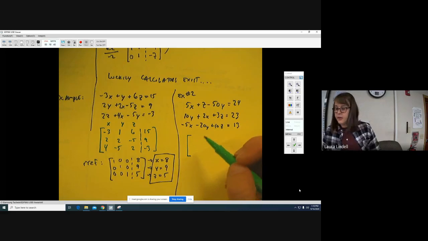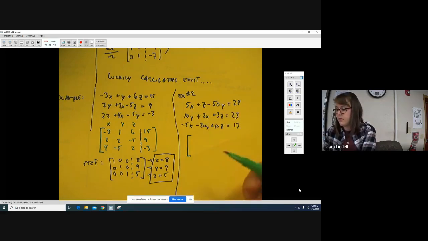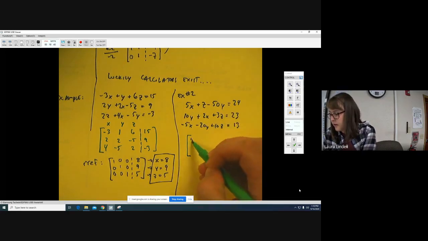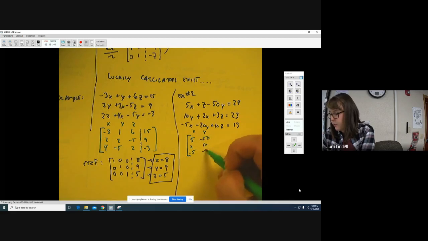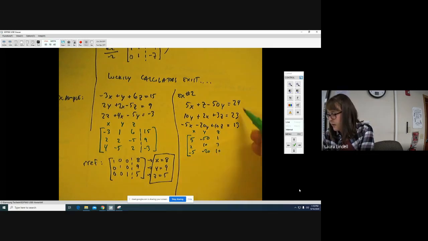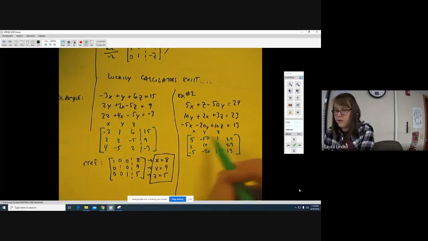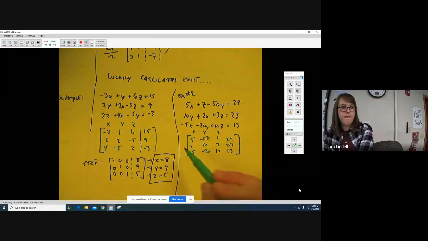So the augmented matrix we should have chosen here was, if we have our x's here, we'd have 5, 2, negative 5. The y column would be negative 50, 10, and negative 20. The z column would be 1, 3, 10. And then the augmented part would be 24, 23, 13. So this should be the matrix that we type in.